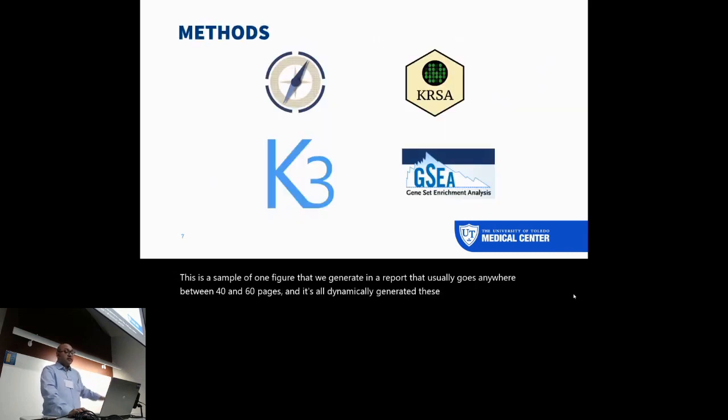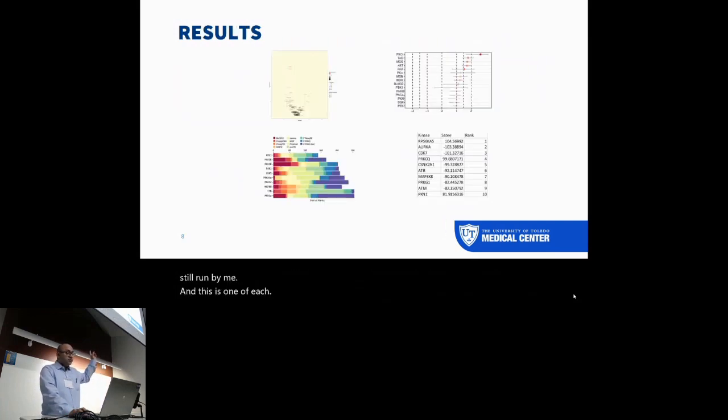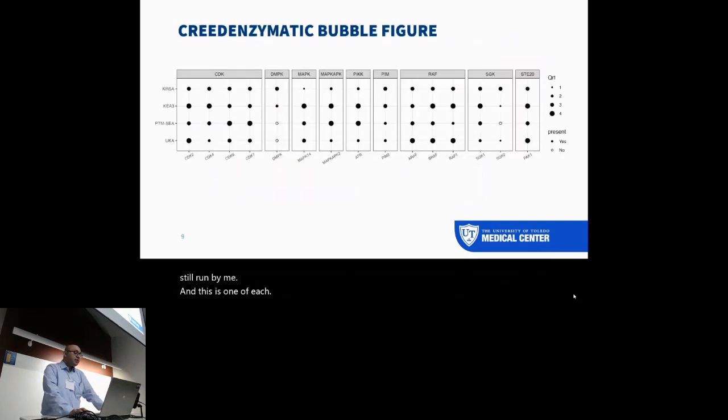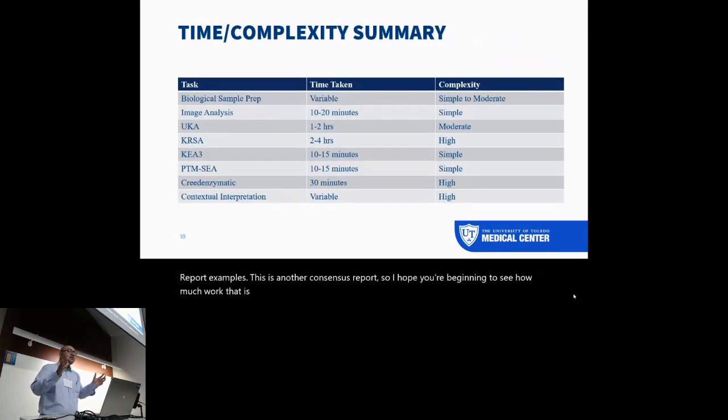These are 4 more methods. The one on the top right is something that our lab developed, and then we have other ways that we have automated all of that stuff, generate reports that make sense, but it's still run by me. And this is one of each report examples. This is another consensus report. So I hope you're beginning to see how much work that is, with every experiment being a unique experiment, and it just adds up.